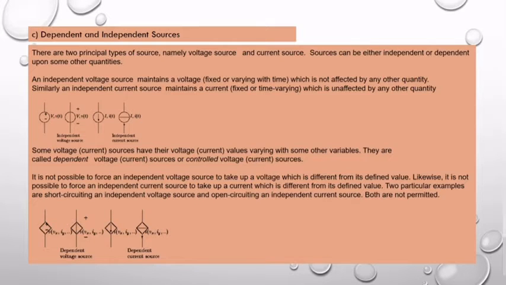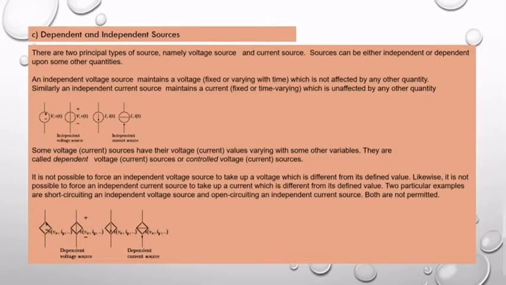Next is independent and dependent sources. So there are two principal types of source, which are voltage source and current source. These sources can be divided into either dependent or independent sources. An independent voltage source maintains a voltage which is not affected by other quantities. So when there are other outer quantities or outer current sources, they will not affect the independent voltage source because this voltage source doesn't depend on them. It works on its own.